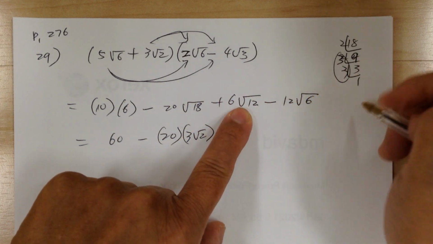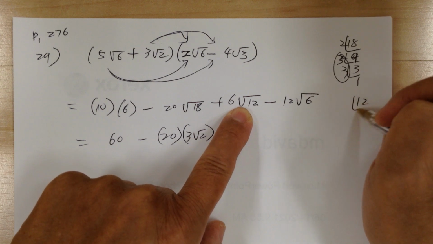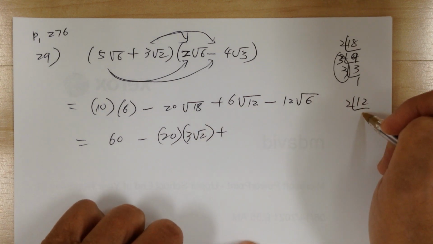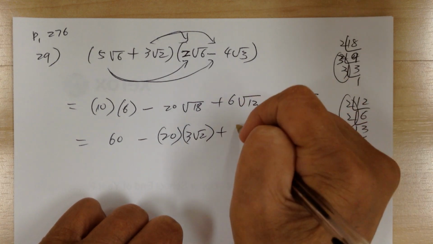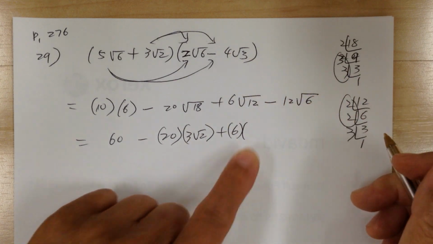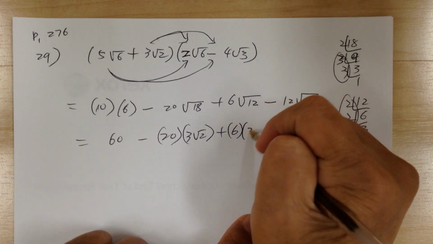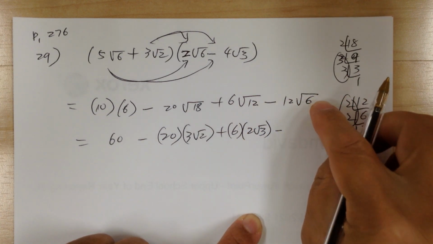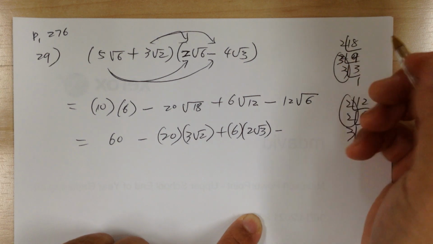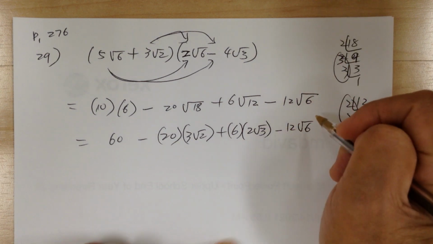Okay, this one we can go off to the side. Again, 12. Divide by 2, you get 6. Divide by 2, get 3. Divide by 3, you get 1. So use a lot of parentheses. This is equal to 2 square root of 3. And this one you cannot do anything because this is just 2 and 3, so you cannot simplify.